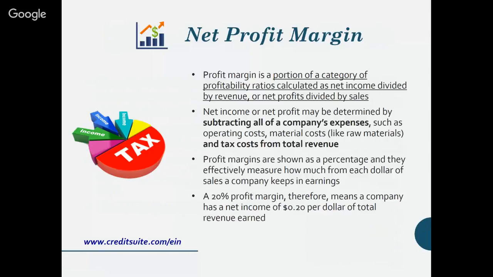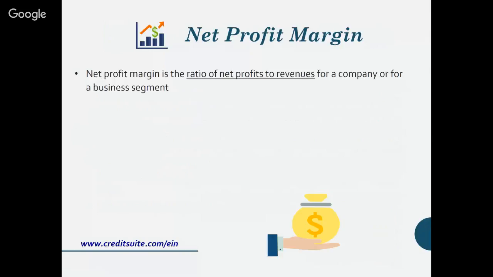So a 20% profit margin, therefore, means the company has a net income of about 20 cents per dollar of total revenue. Very important. If you ever watch the show Shark Tank, they always ask this question: what's your profit margin? They want to know exactly what I'm actually telling you how to do right here. They want to know what your actual profit is. They want to know what percentage you actually have of every dollar that you sell, how much of that is actually left.